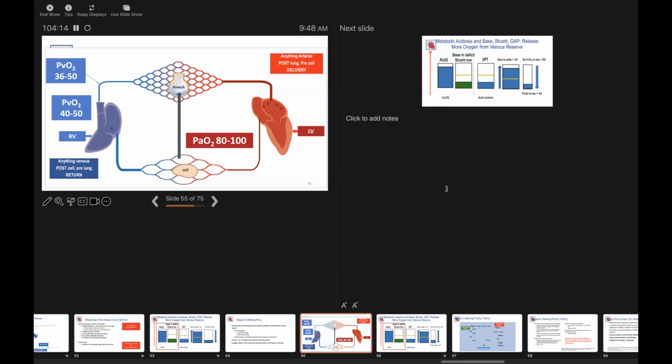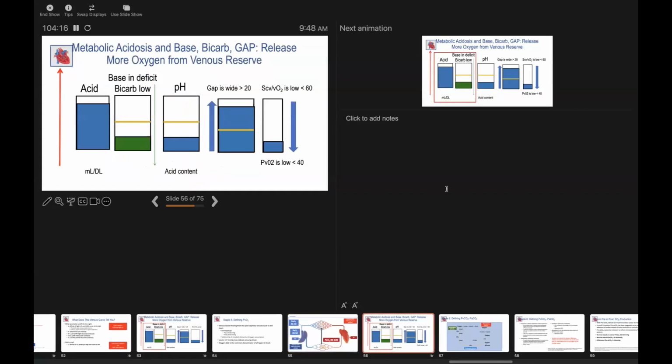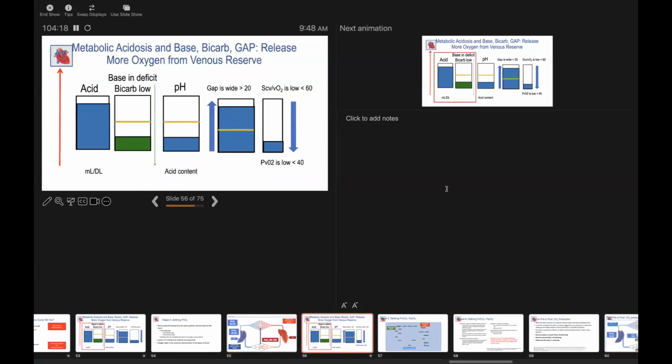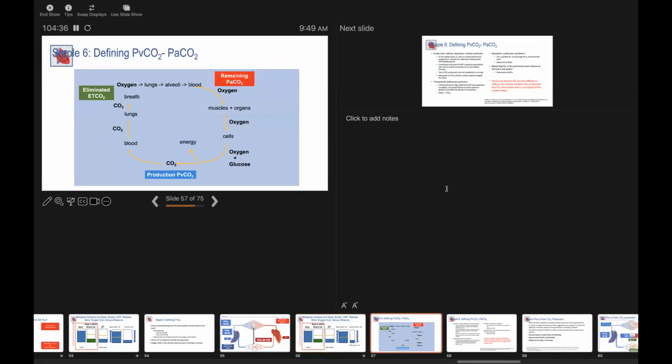So you need all those numbers because it really gives you a lot of good information. Our focus a lot of times is just on SCVO2, but you should be looking at other things as well. Okay, acid up, base and bicarb low, gap is wide, SCVO2 is low, and PVO2 is low. Is your patient okay, or is he in shock? Shock. And you need to be looking at all of this when you're resuscitating. Okay.